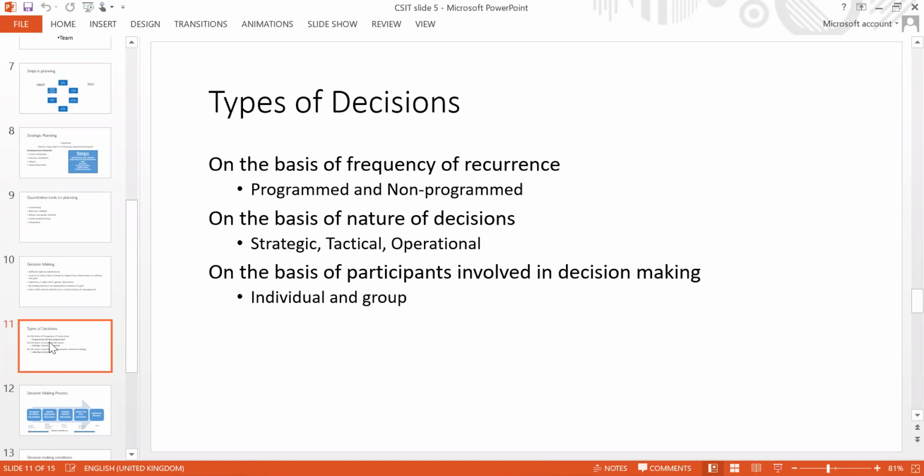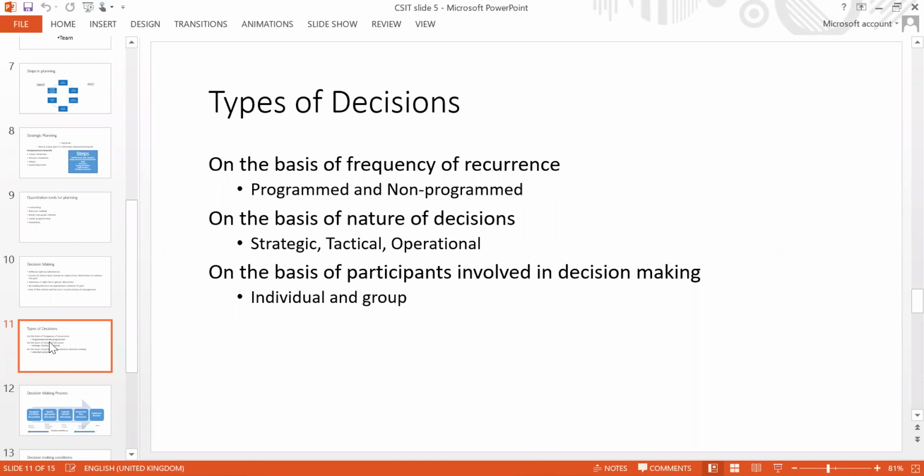Non-programmed decisions are those situations which are unique, which you have not done before. So non-programmed decision making is more difficult. There are programmed decisions where you have had the experience of taking decisions in such situations, whereas non-programmed decisions are those that are unique in nature. For example, all of a sudden the machine broke down.